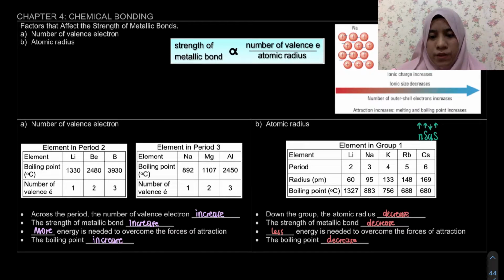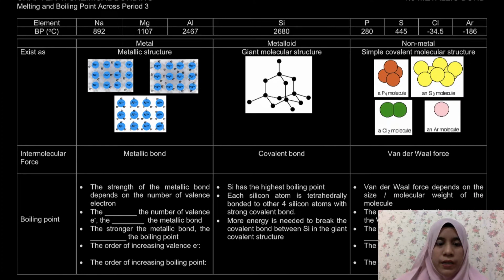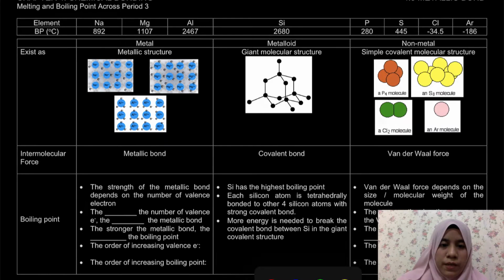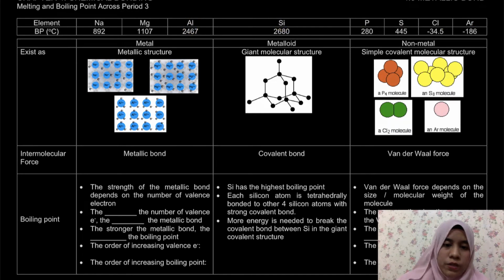Okay, last but not least, the summary. The melting and boiling point across period 3. So this is actually what we have learned across this chapter 4. Okay, so across period 3, we have our sodium, magnesium, aluminium, silicon, phosphorus, sulfur, chlorine, argon. Okay, so these three are actually our metals. So metals exist as metallic structure. Hence, the intermolecular force will be metallic bond.